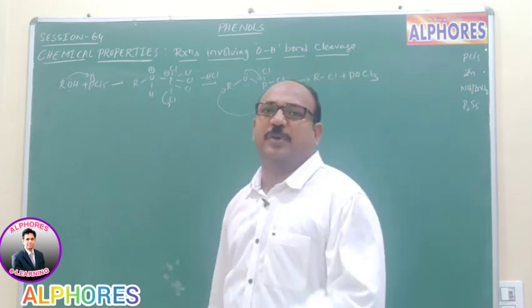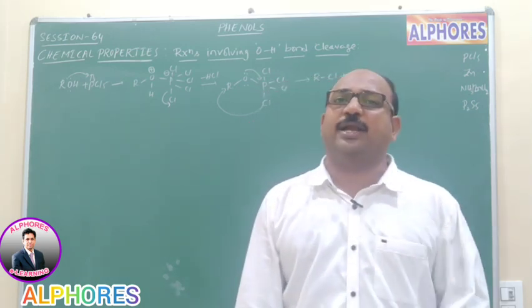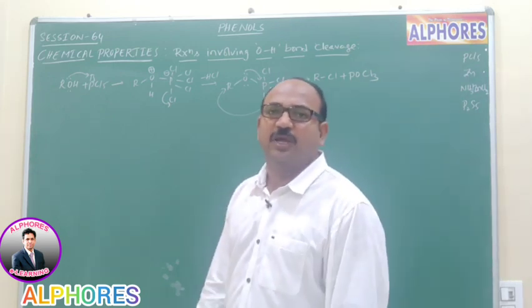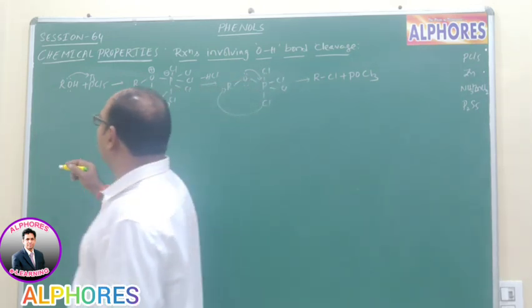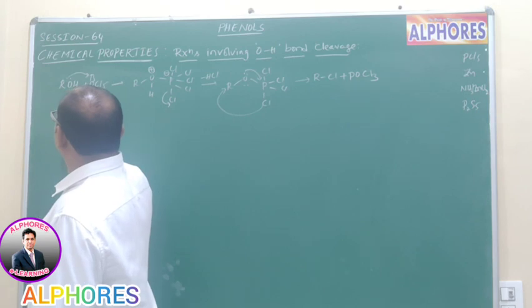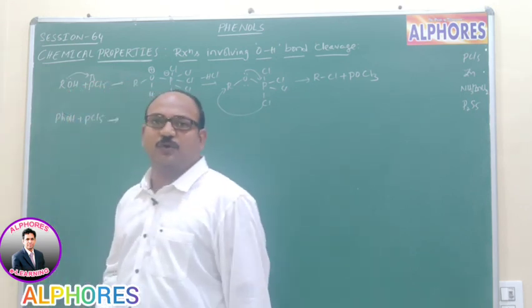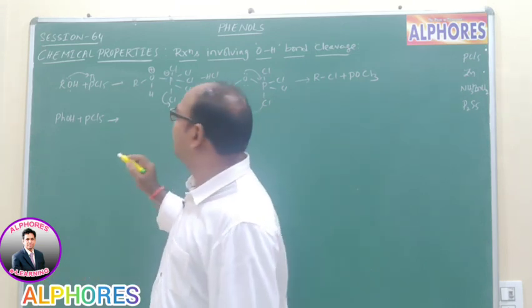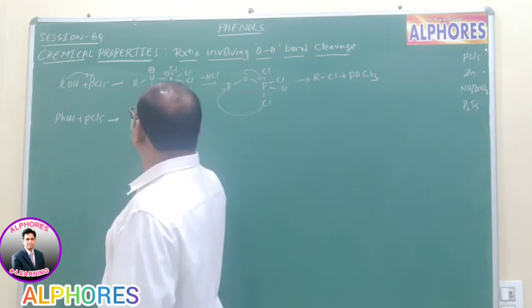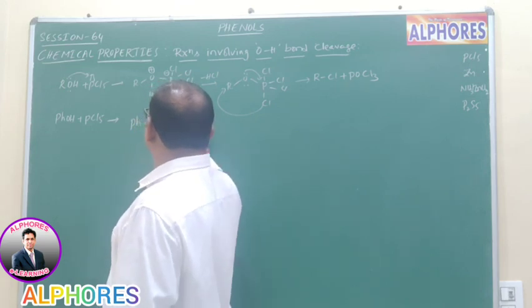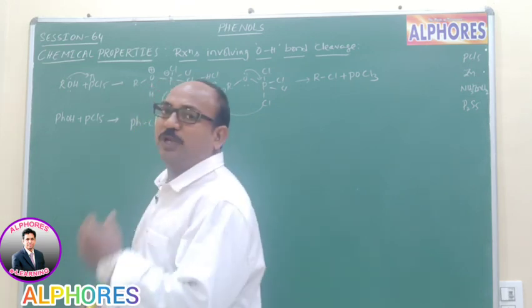So alcohols, upon reaction with PCl5, give alkyl halide and POCl3. A similar reaction we can observe in the case of phenols also. Let us see phenols, PhOH, upon reaction with PCl5. Phenols upon reaction with PCl5 give PhCl. So in this reaction, what happened? OH is displaced by Cl. Is it possible?